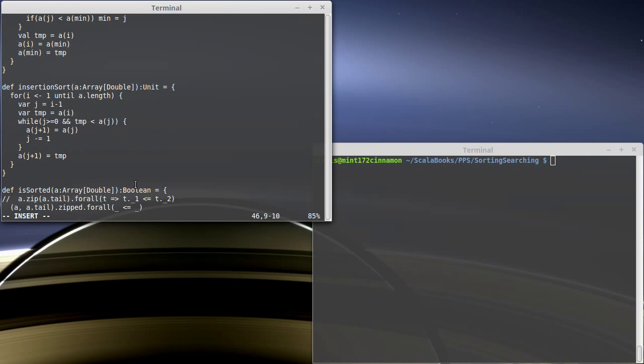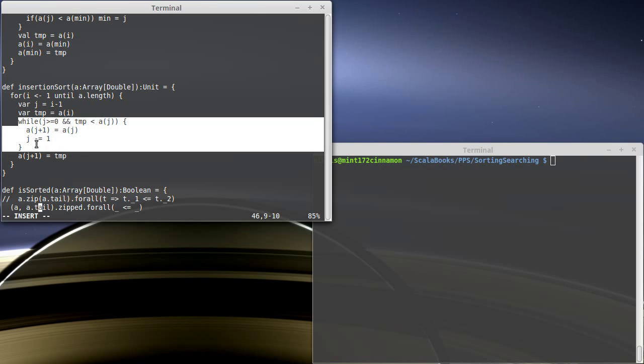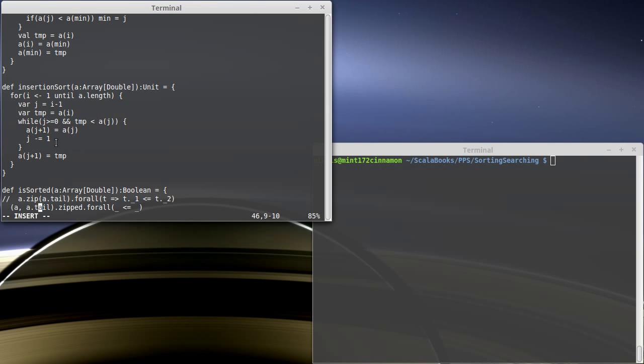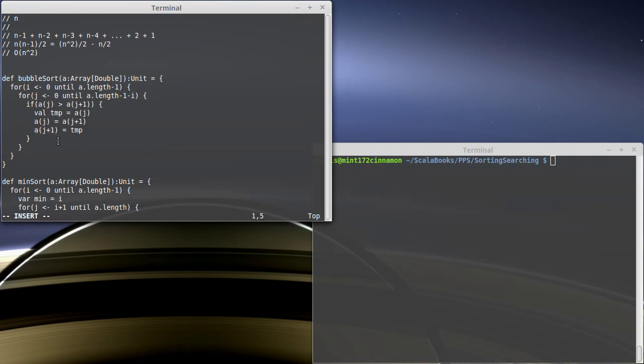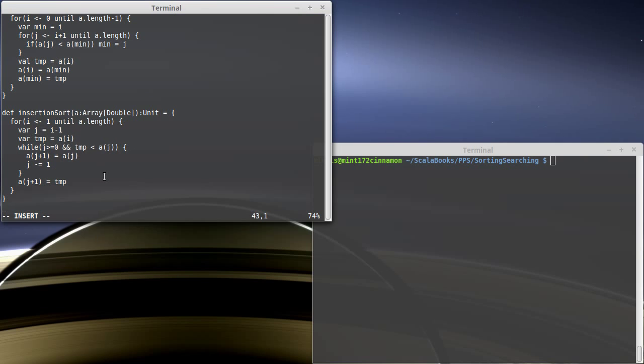Turns out that on average, though, the insertion sort, this while loop only goes halfway through, and so instead of these being n squared over 2 and n over 2, on average for the insertion sort it's divided by 4 in both cases, but that's still order n squared because the order only cares about how it's growing for large inputs. So all three of these sorts are fundamentally order n squared sorts.